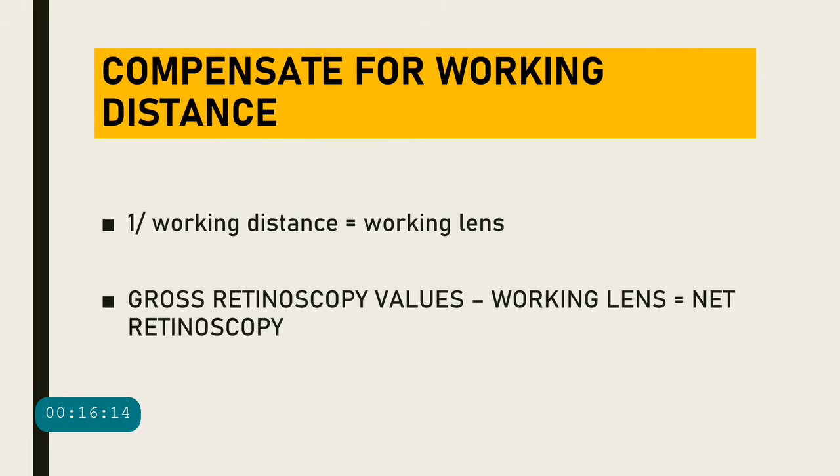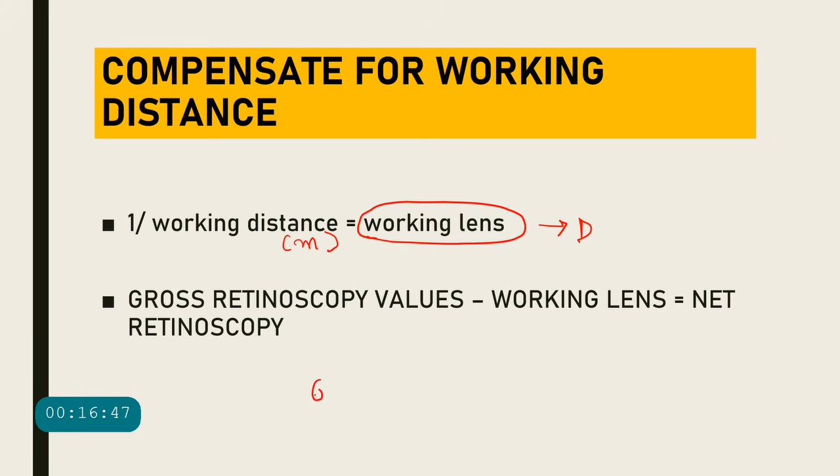Now let us try to understand what is meant by working lens. As we are not sitting at infinity, if we were actually sitting at infinity, we would have got the exact retinoscopic values. Since we are not sitting at infinity, we have to do certain calculations and subtract those values. So what we are calculating is the working lens. Working lens is nothing but 1 divided by the working distance in meters, which gives you a dioptric value called the working lens in diopters.